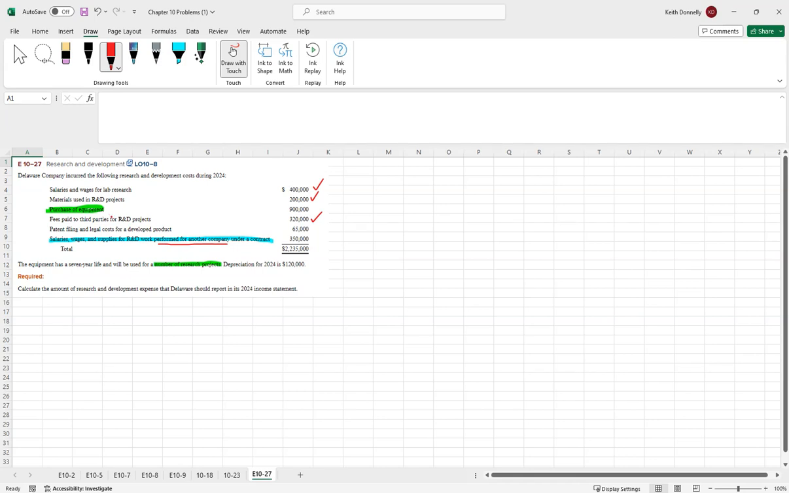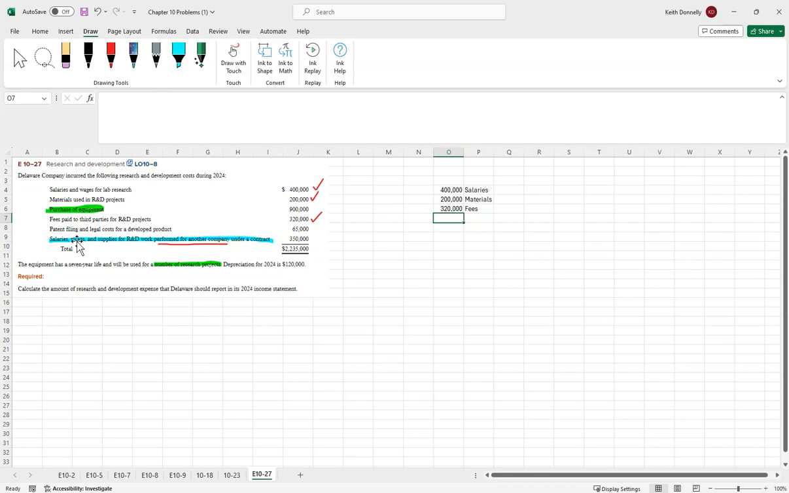So let's sum this for where it is right now. We're trying to figure out R&D. So we will have 400,000 for salaries, 200,000 for materials, and 320,000 for fees. Now we have to analyze these other remaining items.